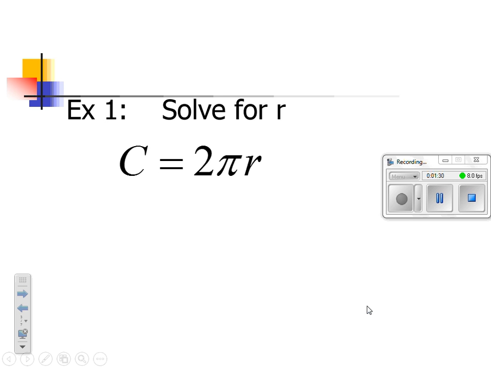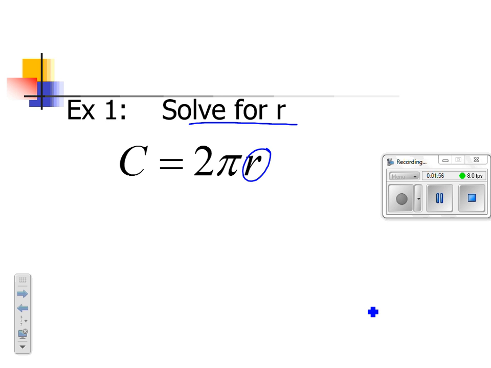So example number 1, circumference is equal to 2 pi r. C equals 2 pi r. How do I get r alone? That's our goal, because I want to solve for r, which means I want to get r alone. Well, before I can get r alone, we have to know what we need to do to get it alone. So let's look at this problem. C equals 2 pi r.